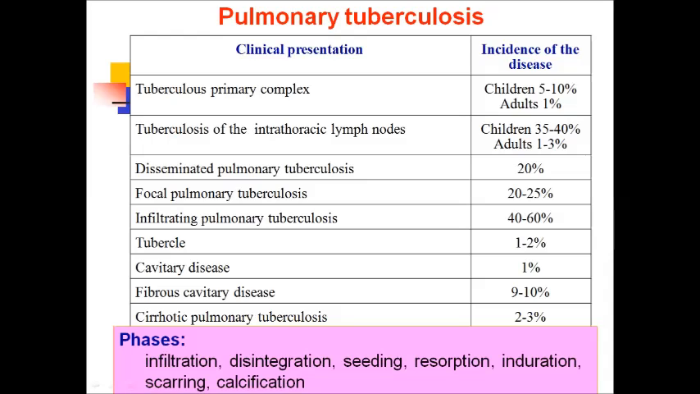Phases of tuberculosis inflammation are as follows: infiltration, disintegration, seeding, resorption, induration, scarring, and calcification. And all these phases may be detected on plain X-ray films, and of course in more detail on CT scans.